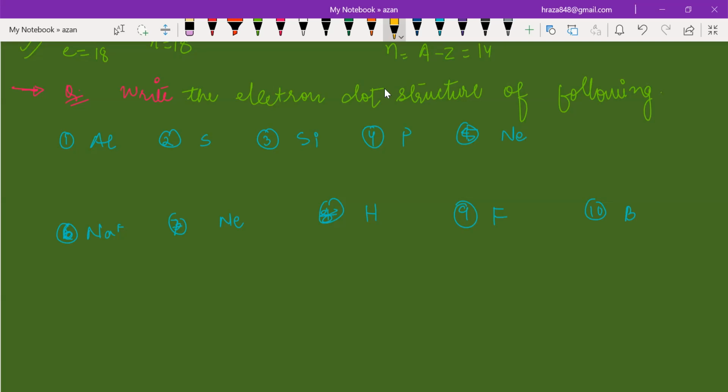Yes, sir. Can you write the electron dot structure of following? Yes or no? Or should I explain one? Sir, can you explain one? Okay, then I will. So try. See, what is this electron dot structure? So basically, to show electrons in the outermost shell.